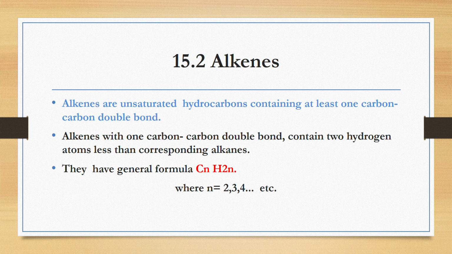Alkenes are unsaturated hydrocarbons containing at least one carbon-carbon double bond. Alkenes with one carbon-carbon double bond contain two hydrogen atoms less than corresponding alkanes, so they have the general formula CnH2n, where n is equal to 2, 3, 4, etc. Because we don't have any alkene containing one carbon atom, the number of carbon atoms will begin from 2.